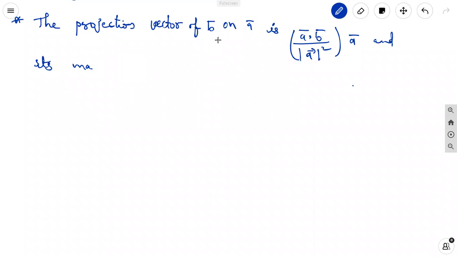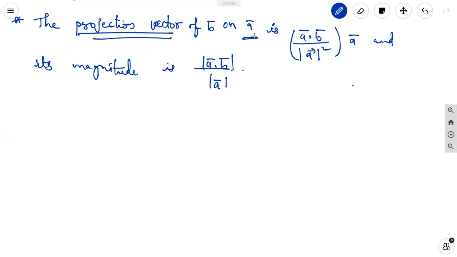The projection vector of B vector on A vector is A vector dot B vector by modulus of A vector square, into A vector. The vector on which we project comes in the denominator. Its magnitude is modulus of A vector dot B vector by modulus of A. Okay. When they are asking about the projection vector of B on A, this is the formula.